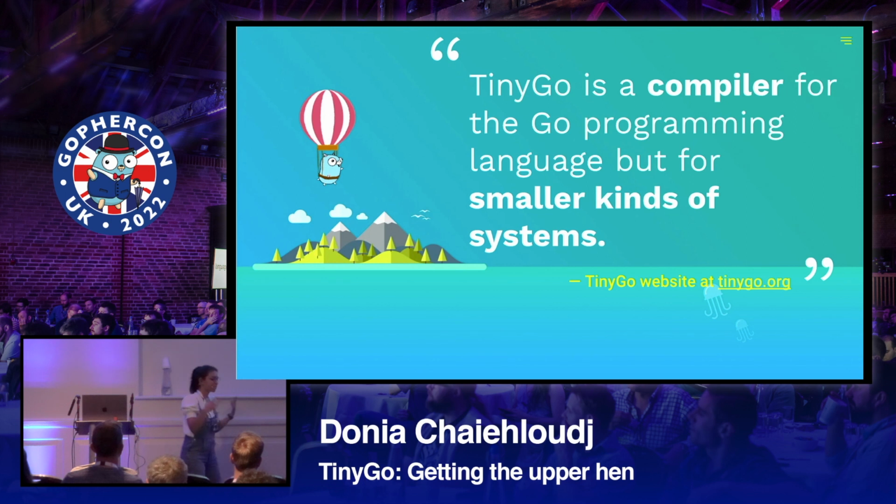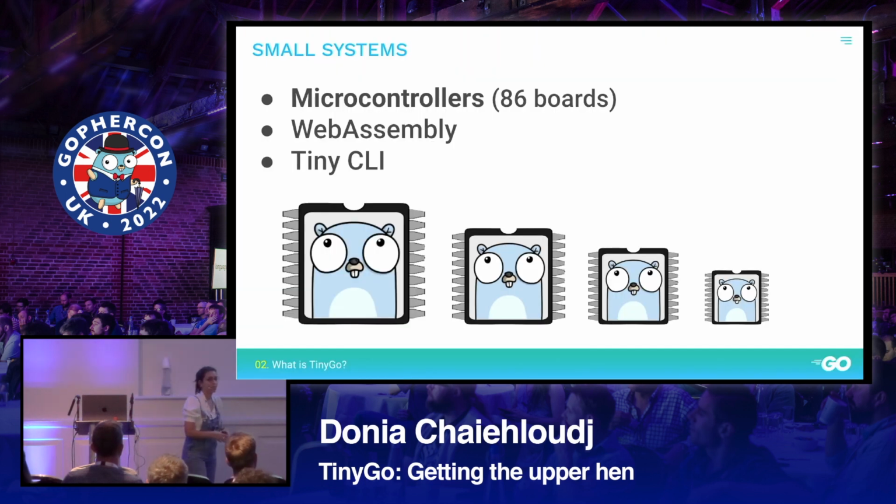I'm going to go into TinyGo and what TinyGo is to give some context and setup first. So TinyGo is a compiler for the Go programming language, but for smaller kinds of systems. And now you might wonder, what are small systems? It can be microcontrollers. For those who don't know what microcontrollers are, they're like tiny computers, where you have limited memory size and a little CPU on it.